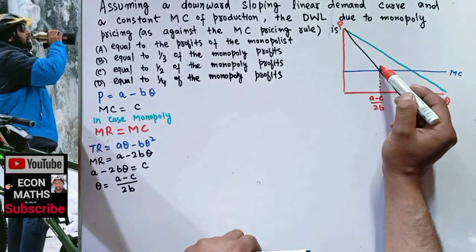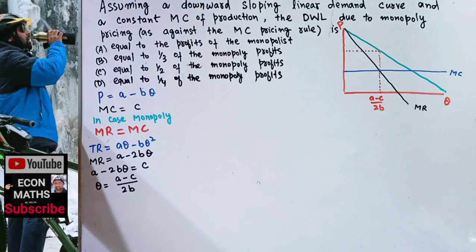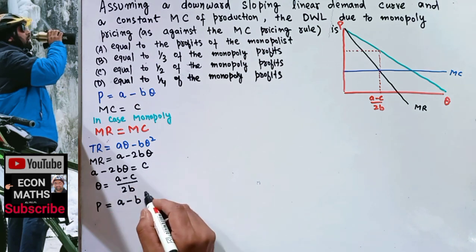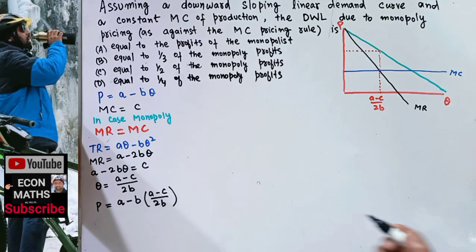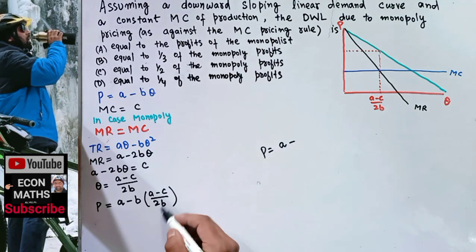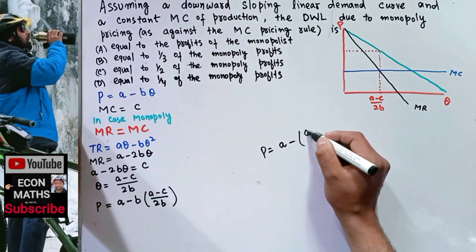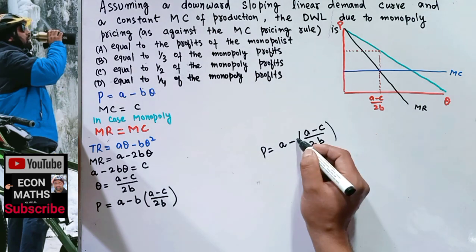What is the corresponding price to this output? Let us see. Okay, so then what will be the price? Simply plug Q is equal to this into the inverse demand function. That means our price will be equal to A minus B, and in place of Q, we have this (A minus C) upon 2B. Okay, let us solve it here. So we have P is equal to A minus, so B and B will get cancelled.